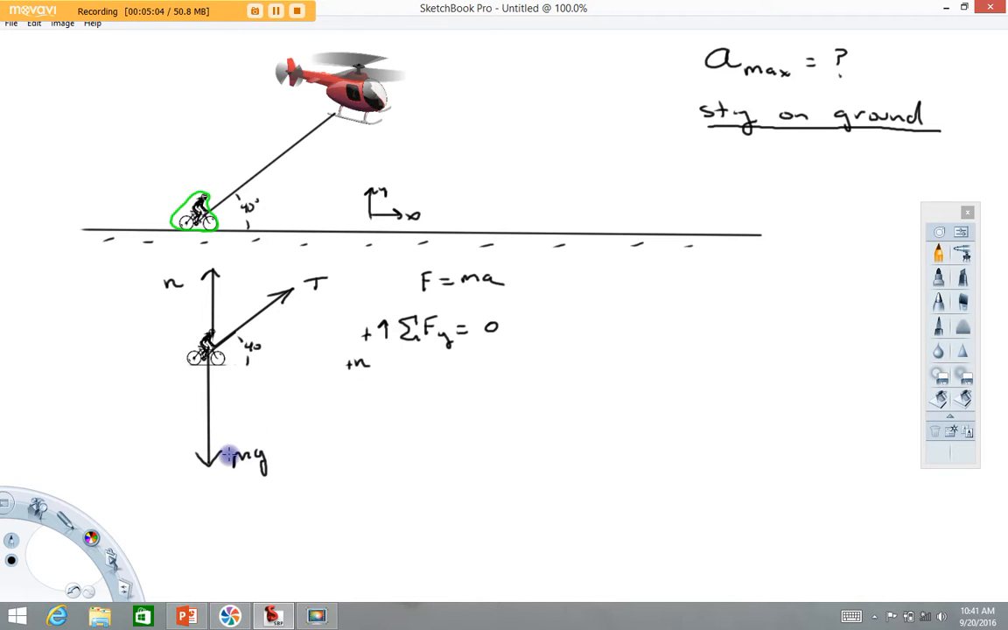The mg is in the minus y direction, so minus mg. Right, the tension. Now the tension has components. I'm going to go ahead and draw them. If I draw the x and y components for this tension, and I like to put my vector components in red, there's the x component, and then maybe something like this for the y component.